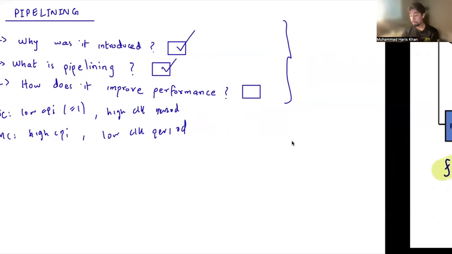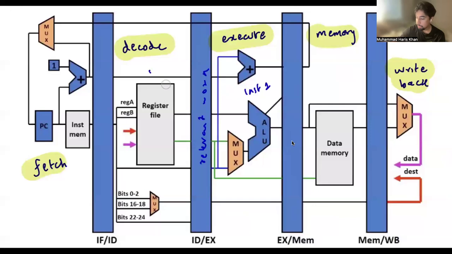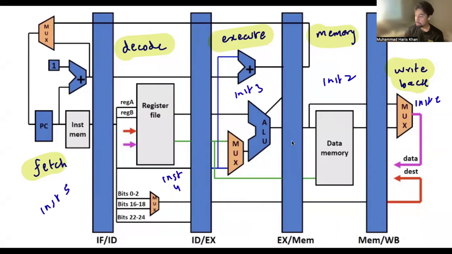Well, how does it improve performance? The most important thing to note here is it allows us to utilize our hardware at all times. We never allow any hardware to sit idle if we don't have to. And to look at the clock period and the CPI specifically, let us move to a point in the execution where our pipeline is full. So we have instructions in every stage.